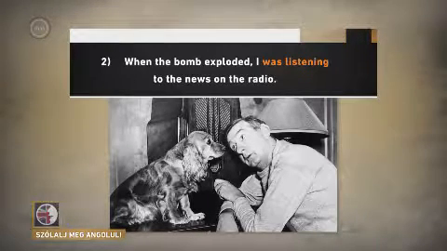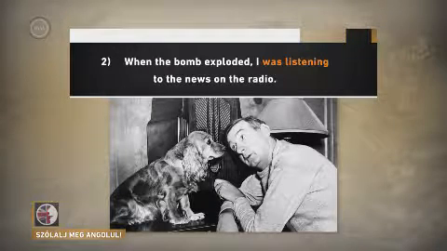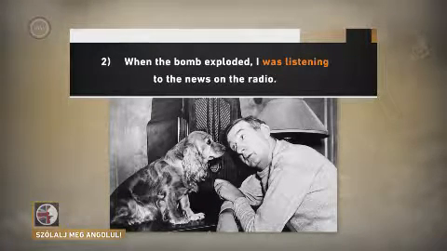Okay, in that case, what's the sentence? When the bomb exploded, I was listening to the news on the radio. Great. The subject is I, so we know that the correct form of the verb to be in the past simple tense is was. And we add ing to the end of the verb to listen with no need to double the last letter, and so we get the correct sentence. When the bomb exploded, I was listening to the news on the radio.